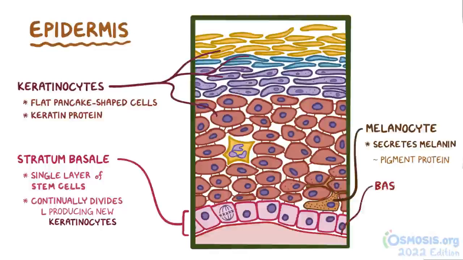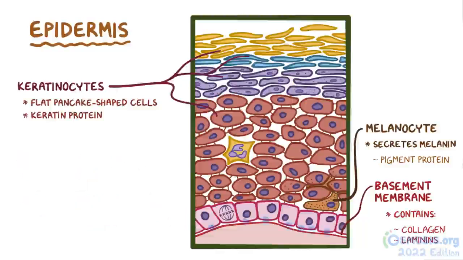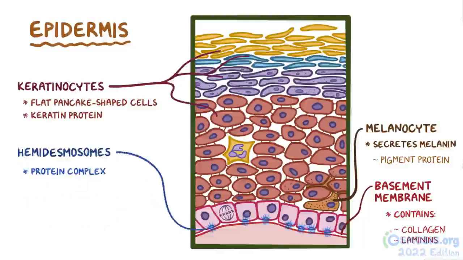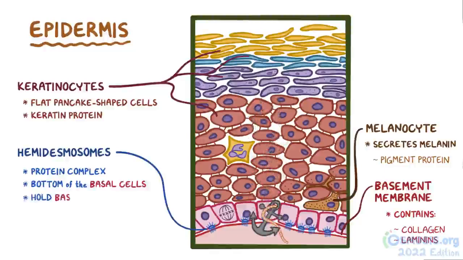Below the epidermis is the basement membrane, which is a thin layer of delicate tissue containing collagen, laminins, and other proteins. Basal cells are attached to the basement membrane by hemidesmosomes, a protein complex that stems from the bottom of the basal cells. Just like how an anchor digs into the seafloor and holds a boat in place, hemidesmosomes dig into the basement membrane and hold basal cells in place.